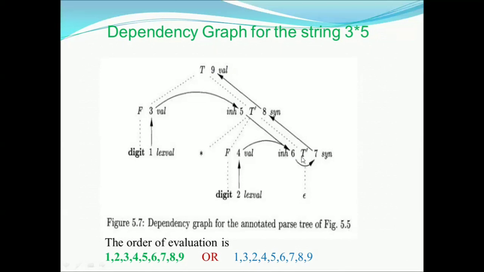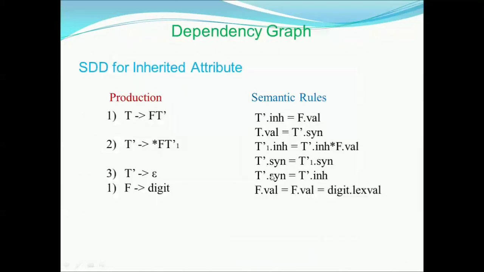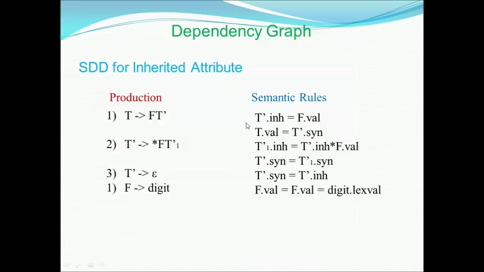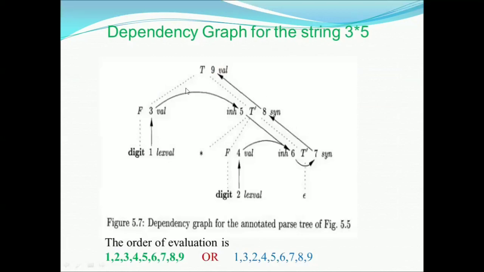Once I execute this particular node, the same thing will be repeated. That is, in this case, T dash dot synthesized equals T1 dash dot synthesized. You can observe that this synthesized value becomes the synthesized value for this one because it is getting its value from its child. Once again, this value will be passed to this particular T value. That's why we write a rule as T dot value is equal to T dash dot synthesized. So that's how this particular expression will get evaluated.